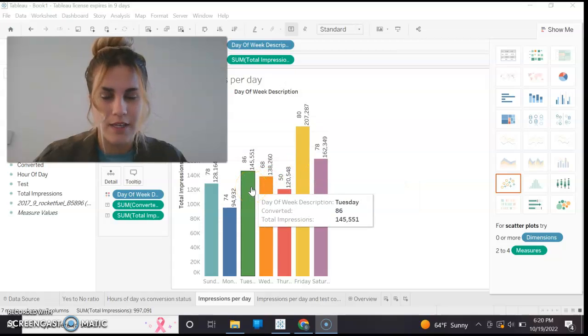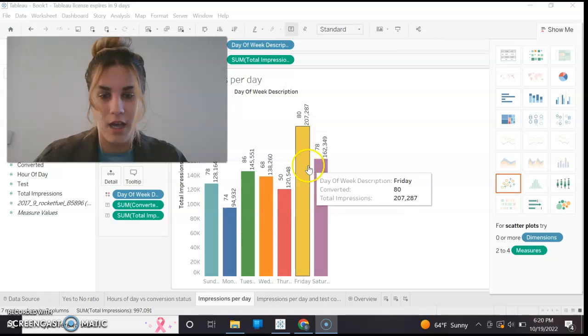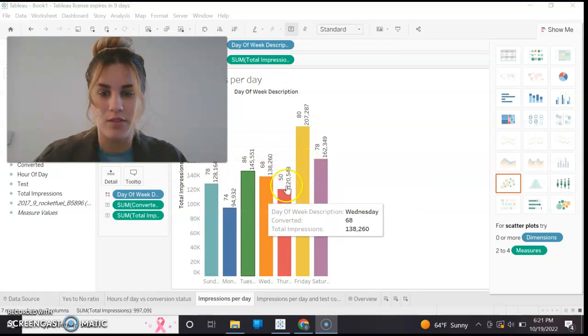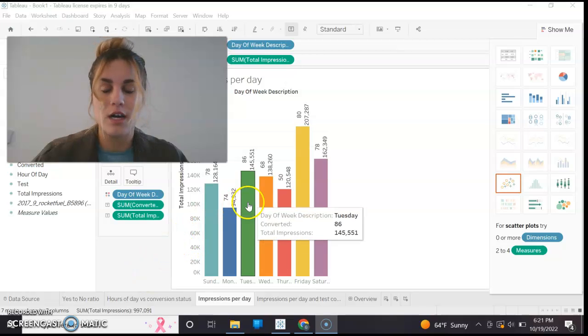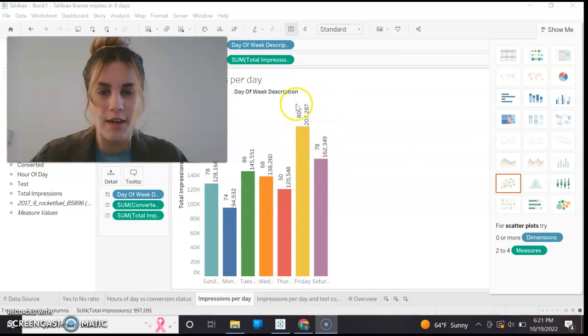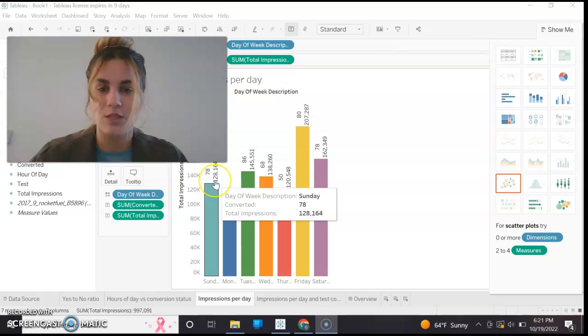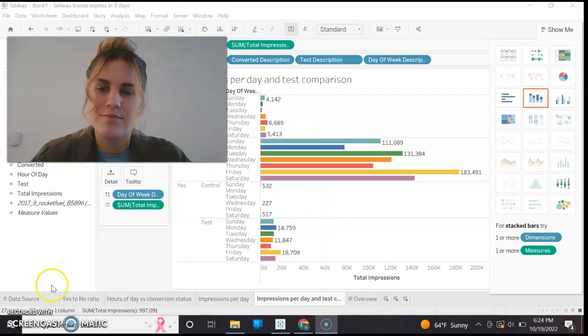Whereas, for example, days with not that many impressions like Tuesday had more conversions than Friday. I guess that was a very interesting aspect of the data, that it could be used to then better the way that the advertisements and the campaign interact with potential customers.